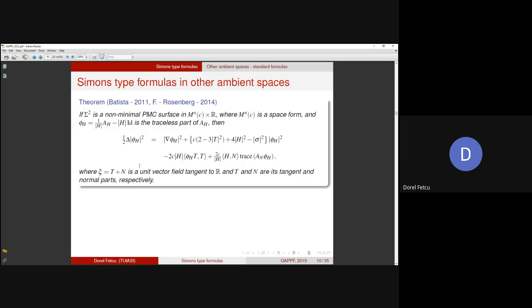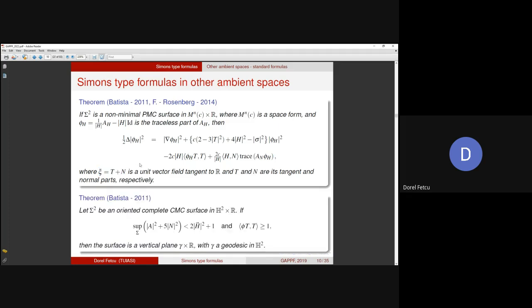where we use this notation. We have C, the unit vector field tangent to R, and T and N are the tangent and normal parts of this unit vector field. So the formula is complicated, but it still can be used in order to obtain rigidity results, as shown by this theorem, still from the same paper from 2011, the paper of Batista.